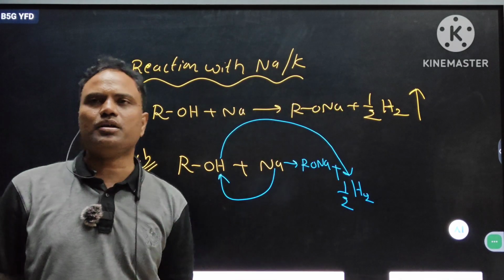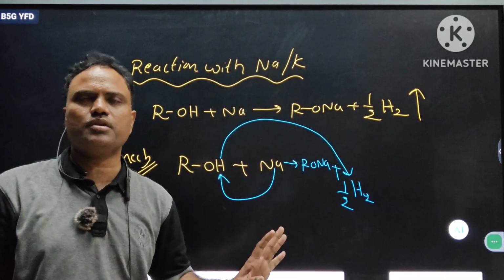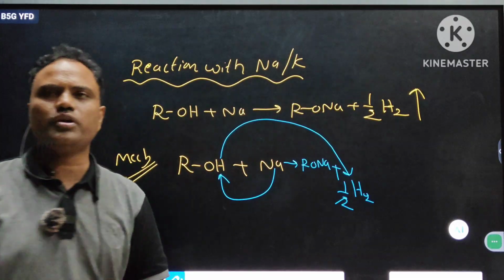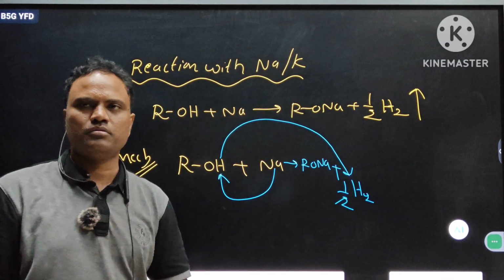One hydrogen is coming out, but one hydrogen atom does not exist alone, right? So I am writing half H2. This 2 and this 2 will get cancelled, so H will remain. Clear?